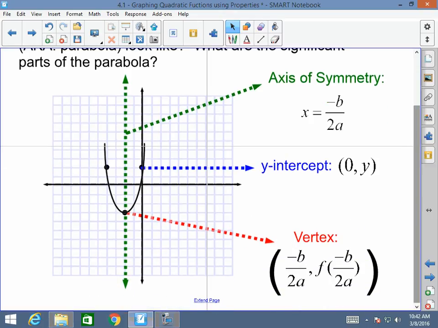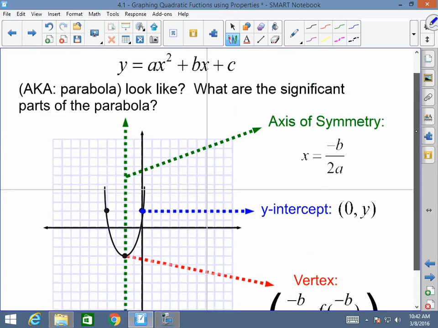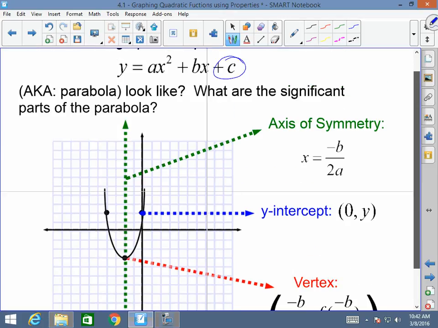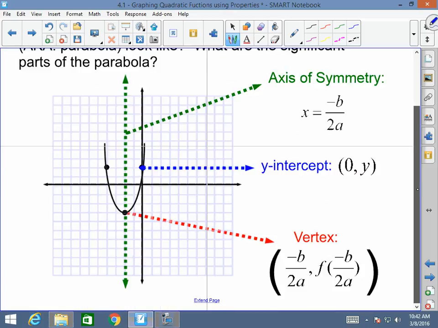It's going to go through a y-intercept, and that's the y-intercept right there. Remember that that's the y value when x equals 0, or it's just the c value of the function. Either way you want to do it. The axis of symmetry here in green cuts the parabola in perfect half, and I find my axis of symmetry with the formula x equals negative b over 2a.